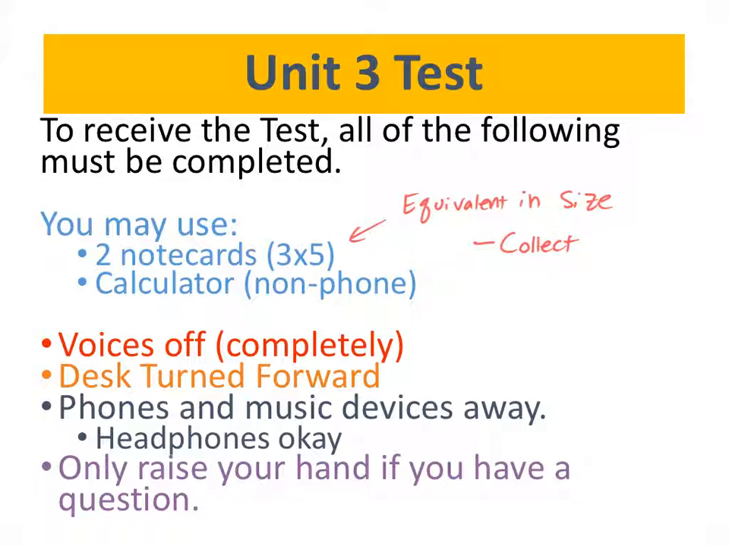Your desk must be facing forward in order for you to receive a test. Your phone and music devices need to be away. If you're listening to music, you may listen to music, but your cell phone must be completely out of sight. I've asked the substitute to take notes about students who are not doing what they're supposed to be doing, meaning if there's a cell phone out, you will likely have that documented, and I want to make sure that you are aware that that's what I've asked her to do.